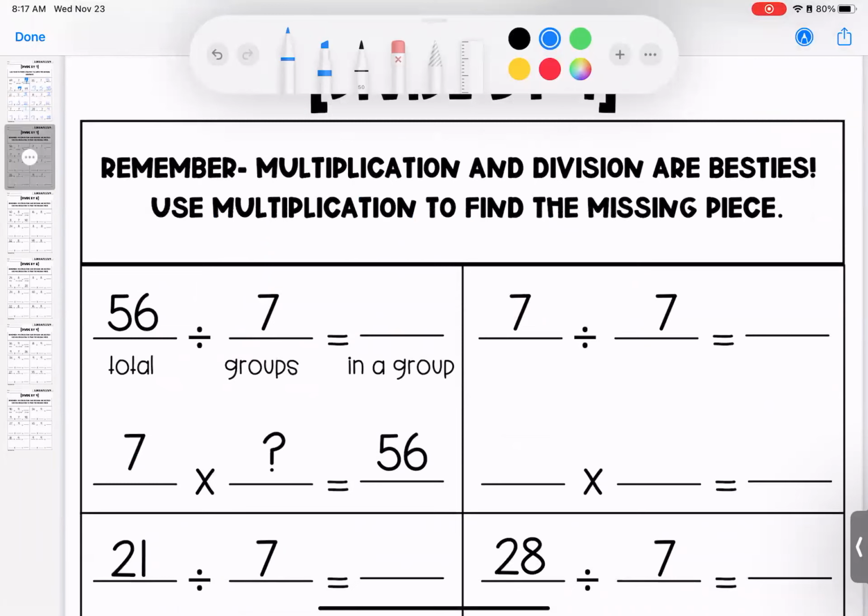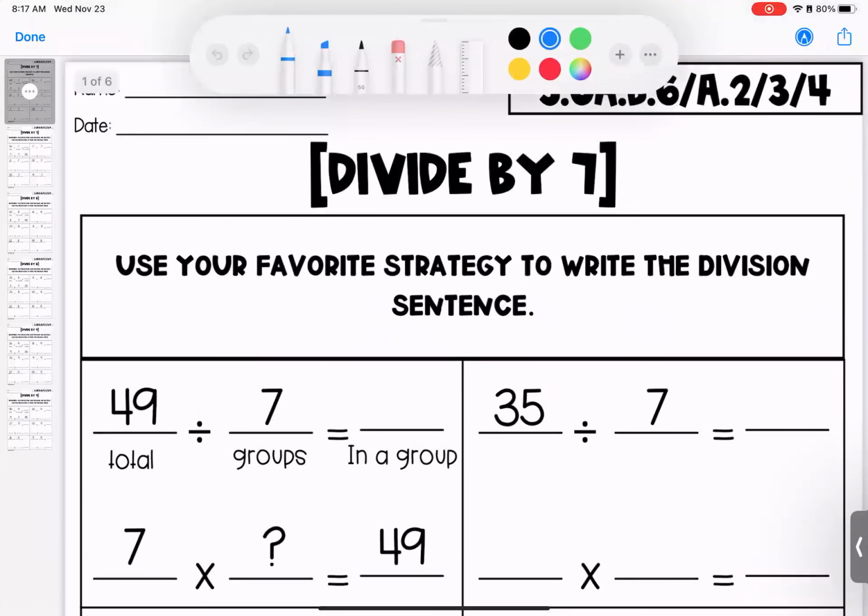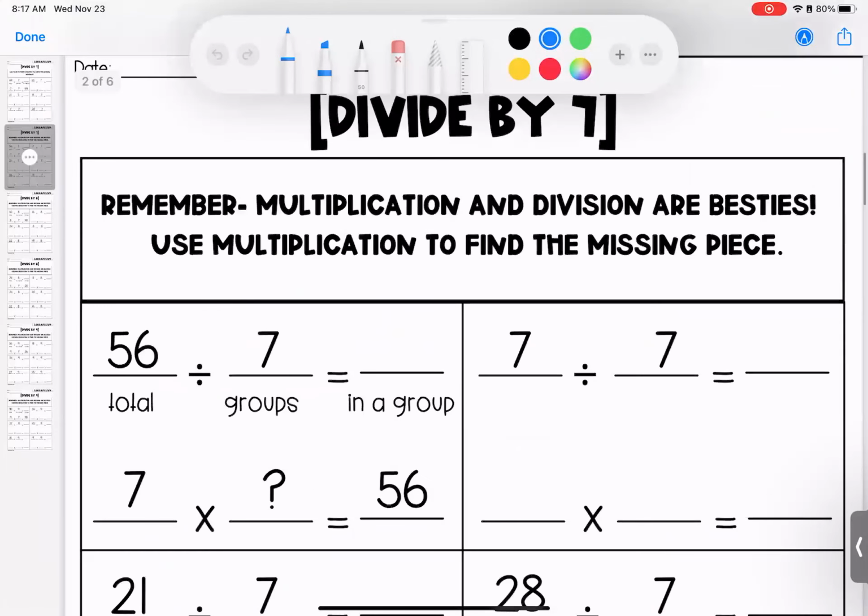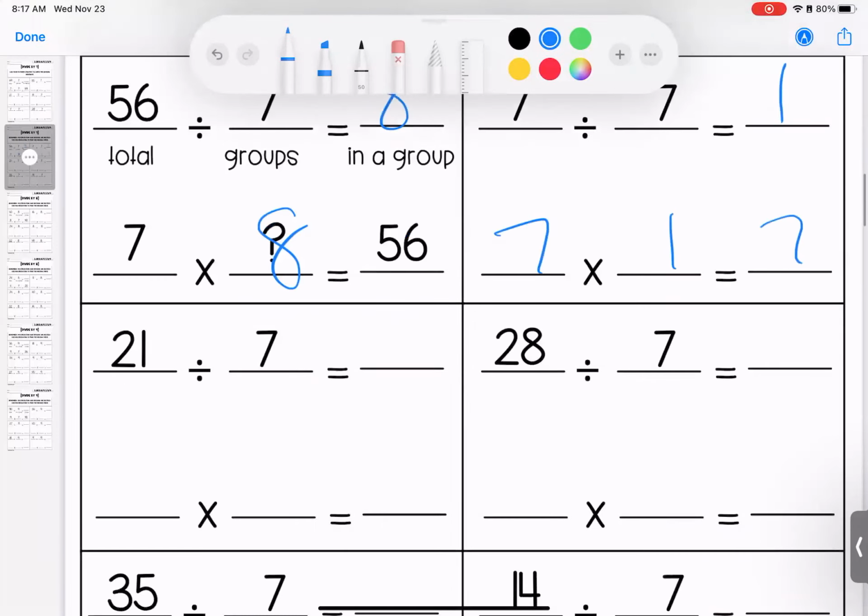Let's jump in. 7 times 8 is 56. So 56 divided by 7 is 8. 7 divided by 7 is 1 because 7 times 1 is 7. 7 times 3 is 21, so 21 divided by 7 is 3.